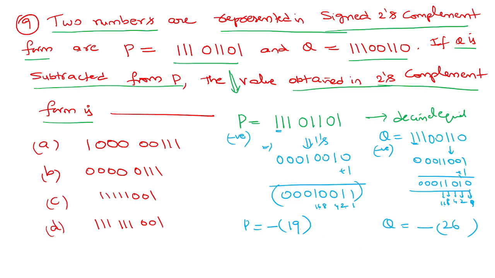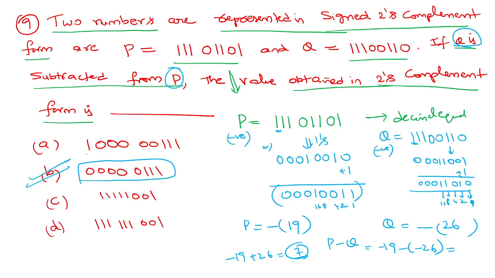So, what is the reason? Q is subtracted from P, means they are doing P minus Q. That means minus 19 minus of minus 26, that is equal to minus 19 plus 26, which is equal to plus 7. The answer is this. Directly I can say. Why? Because you see this, they are asking the value obtained in 2's complement form. Right? So this is a negative number, this is a negative number, this is a negative number. Only this is a positive number. Otherwise, this is also a 7, right? You can do it otherwise.